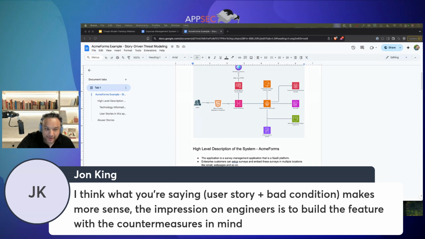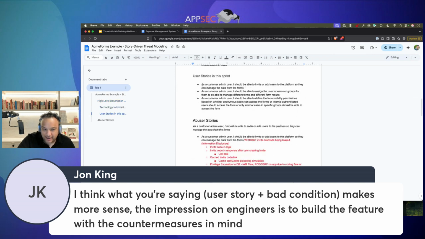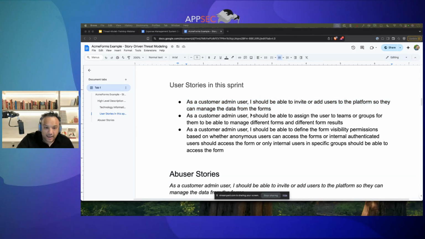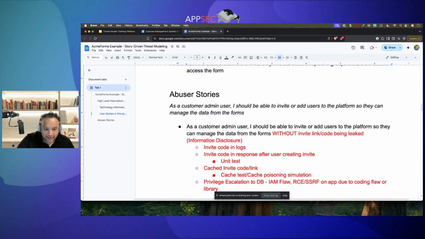Yeah, that's right. So I'll get to that. So the high-level description, the technology, I just mentioned that they are taking up these user stories in the sprint. So as a customer admin user, I should be able to, let me just increase the resolution so that everyone can see. As a customer admin user, I should be able to invite or add users to the platform so they can manage the data in the forms, right? So this is one of the user stories they're taking up in this sprint. As a customer admin user, I should be able to invite or add users to the platform so that they can manage data in the form without the invite link or code being leaked, right?